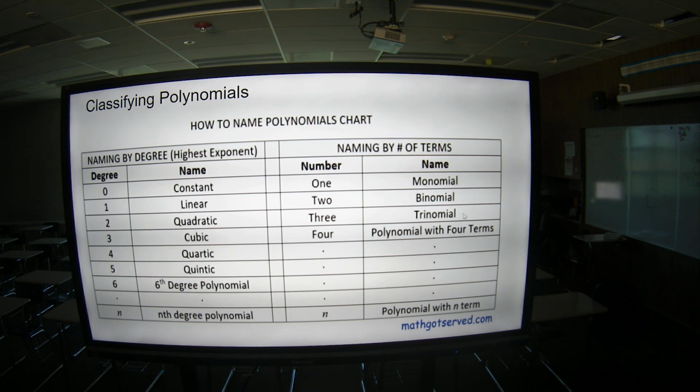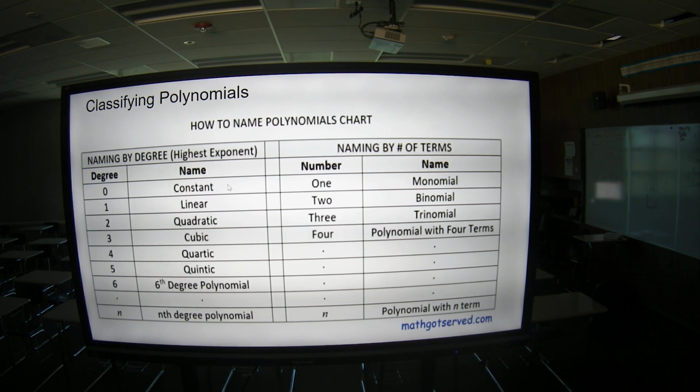And so we'll talk about how we count terms, we'll practice that, but the idea is a term is going to be separated by addition and subtraction. That's how we'll keep track of how many terms we have. So we're counting the number of things that we are adding for us to be able to break down whether we have a binomial, a monomial, or a trinomial.